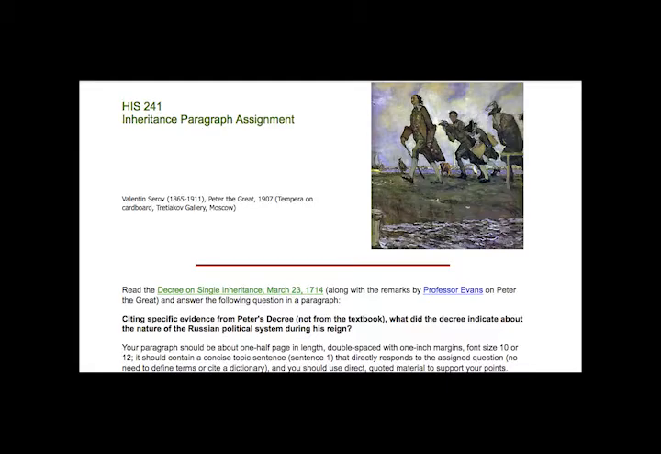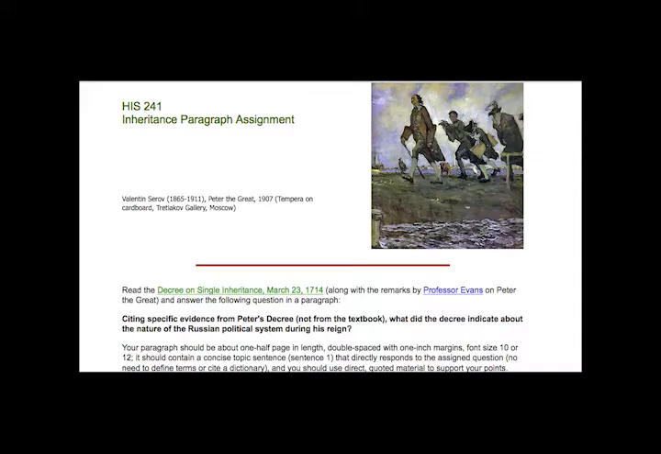I'd like to talk a little bit about your inheritance paragraph assignment for History 241, and we're looking at the assignment page right now. And the assignment is basically for you to analyze one of Peter the Great's decrees. This is his decree on single inheritance from March of 1714.